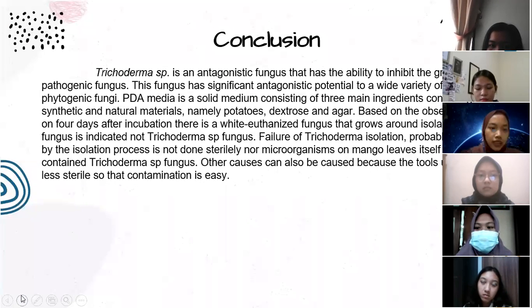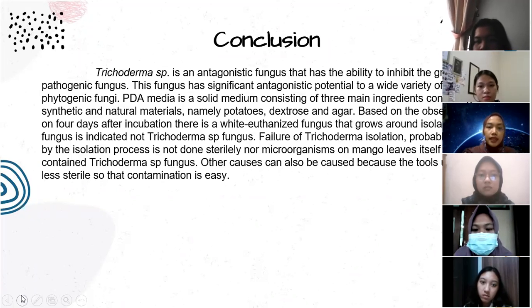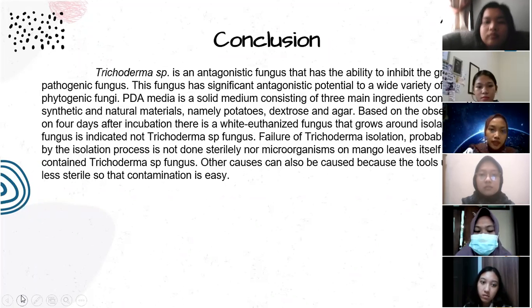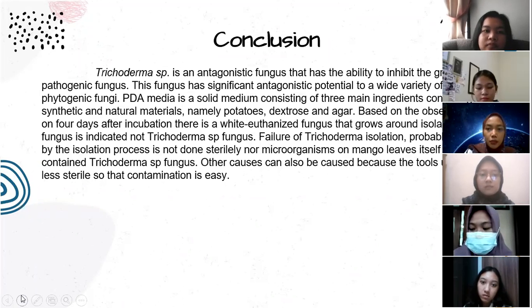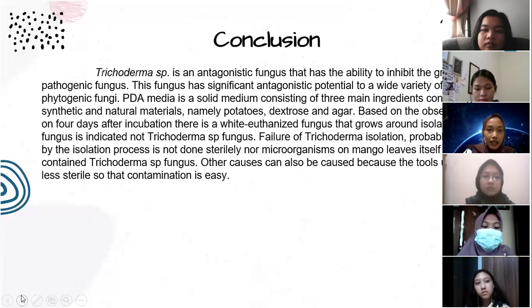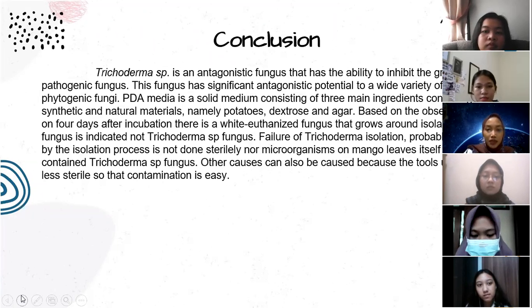So from our discussion, we can conclude that Trichoderma sp is an antagonistic fungus. This fungus has significant antagonistic potential against a wide variety of pathogenic fungi. PDA media is a solid medium consisting of three main ingredients of synthetic and natural materials, namely potatoes, dextrose, and agar. Based on the observation, 4 days after incubation, there is a white antagonist fungus that grows around the isolate. The fungus indicates it is not Trichoderma sp.